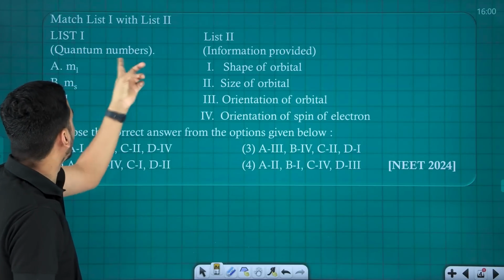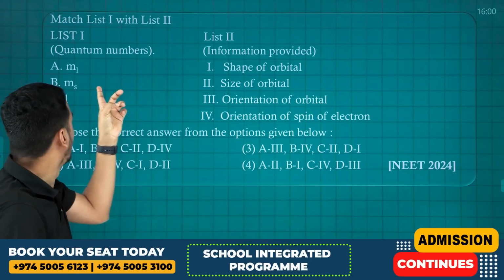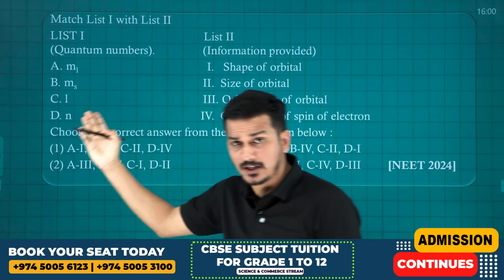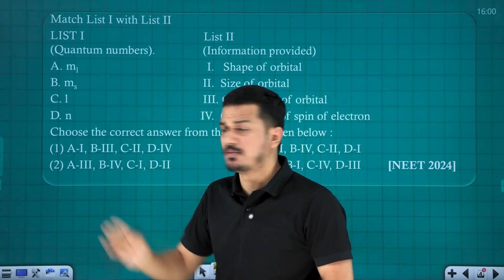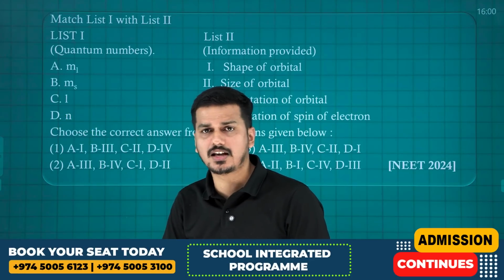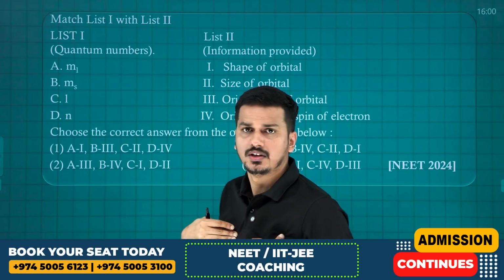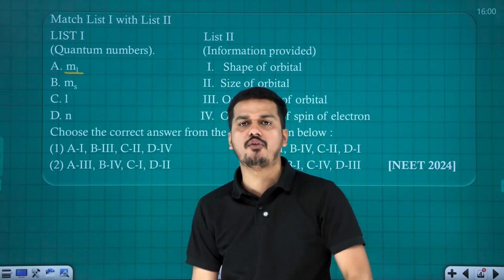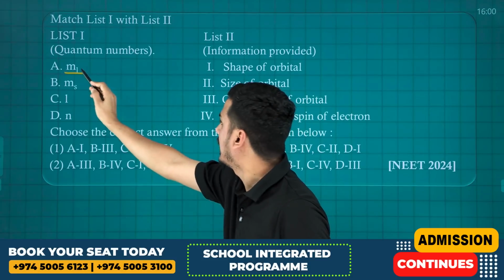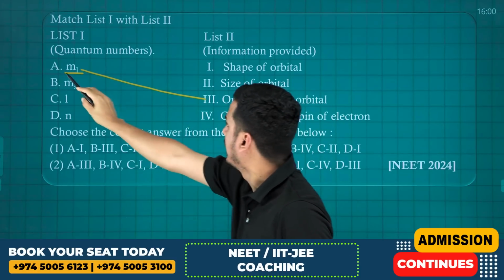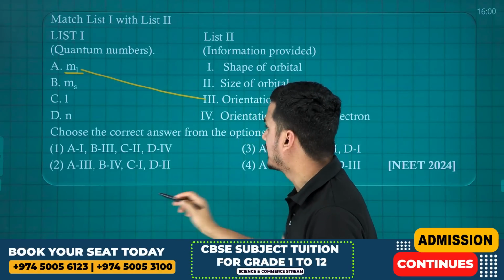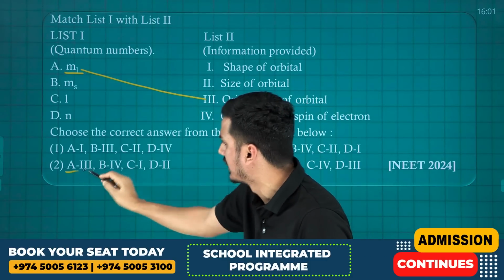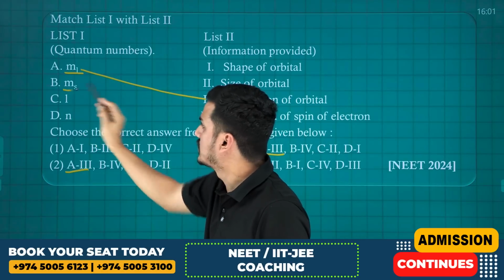They gave first ml, that means the magnetic quantum number. Then ms, the spin quantum number. Then l, which is our azimuthal quantum number. Then n is the principal quantum number. As we know, the magnetic quantum number gives the details about the orientation of the orbital in space. So we can connect ml with the orientation of orbital, A connecting with 3. Option 3 is there as well as option 2. A is connecting with 3. And ms, this is the spin quantum number.